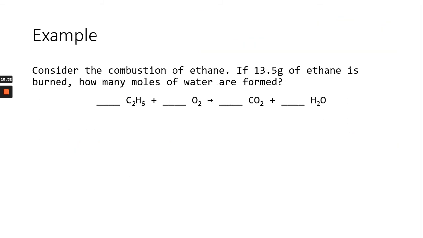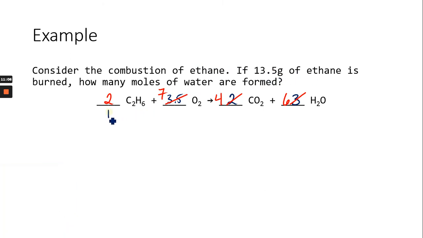Last example. Ethane is being combusted, so we balance our carbons first. We put a 2 there. Balance your hydrogens next. 3. That's 4, 5, 6, 7 oxygens, so we would put 3.5. Since we can't have a 0.5, we're going to multiply all the coefficients by 2. 1 times 2 is 2, 3.5 times 2 is 7, 2 times 2 is 4, 3 times 2 is 6, so that's balanced. Then we're going to list our given and our unknown.